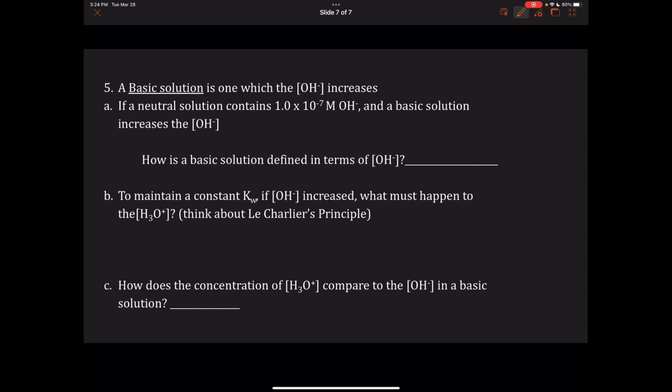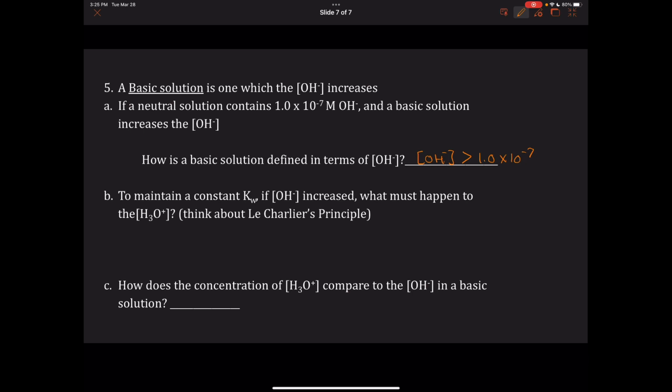Now, if we have a basic solution, this is one in which the hydroxide concentration increases. So we add that base, we're producing hydroxide. Now, if the neutral solution was 1 times 10 to the negative 7th molar, and a basic solution increases the hydroxide, that means that the hydroxide concentration will now be greater than 1 times 10 to the negative 7th.